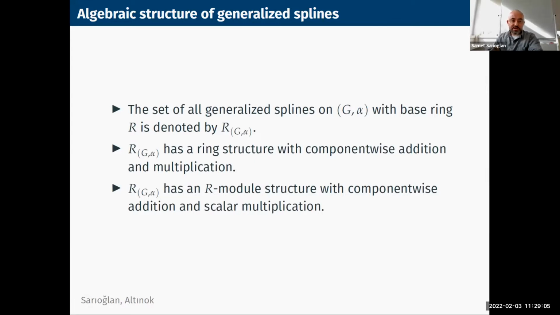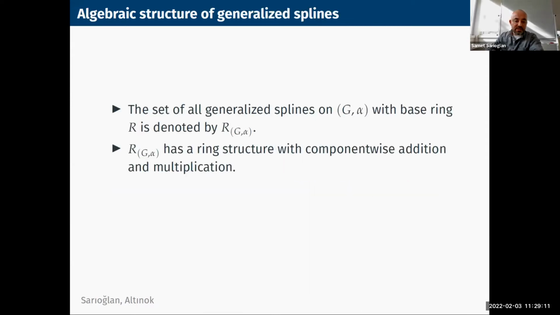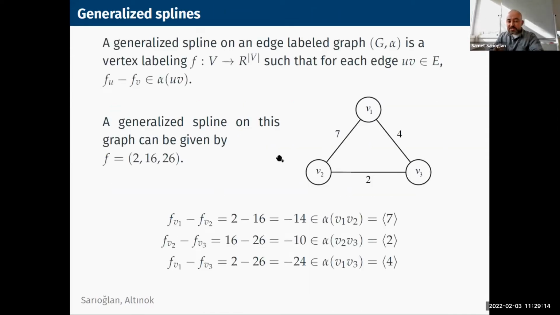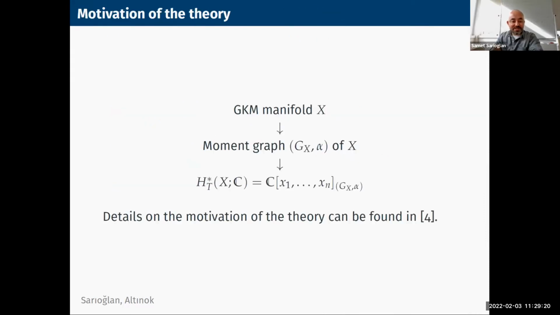After giving the algebraic structure of generalized splines, we can talk about the motivation of the theory. As you can see in here, we just solve a puzzle on a newspaper, something like this. Where it comes from, I can talk about right now. Assume that we have a GKM manifold X, which is a manifold equipped with a nice torus action, and the name is given by the three mathematicians, Goresky, Kottwitz, and MacPherson.